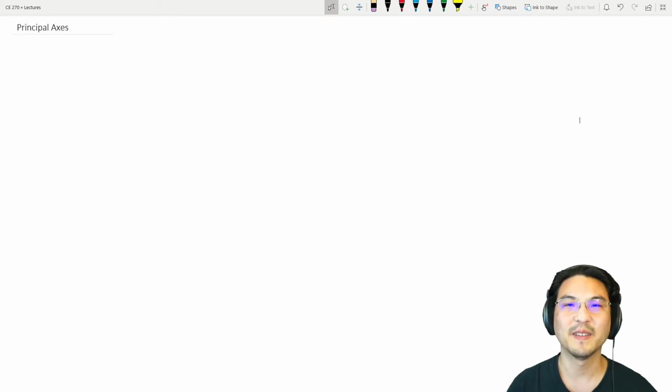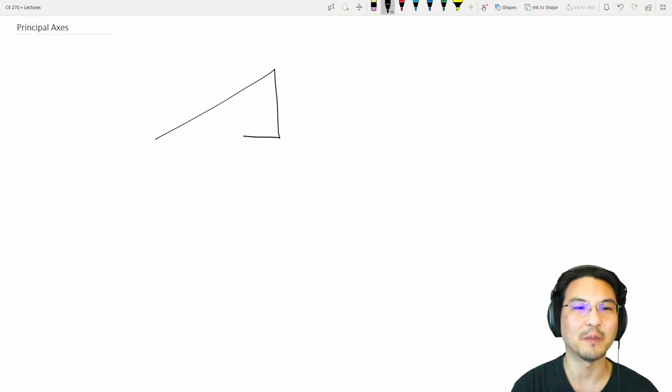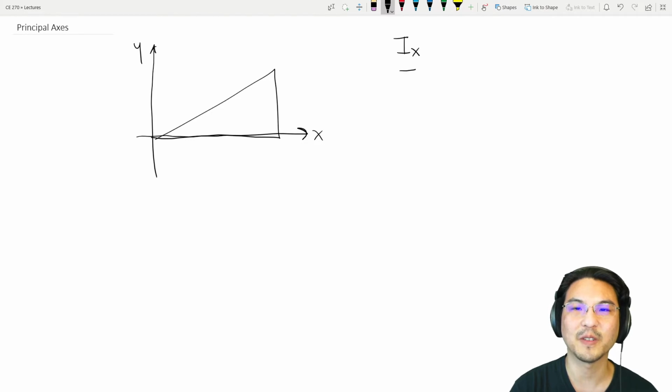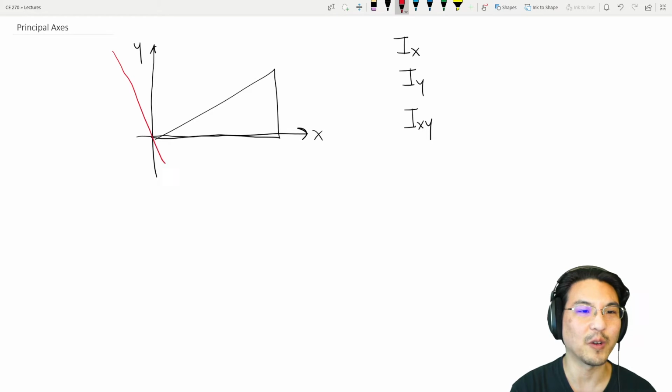Hey everybody, this video is about how rotating your coordinate axes affects the moment of inertia. So let's say you have some shape and given some coordinates, you'll have some area moments of inertia, Ix, Iy, and then the product of inertia. Okay, so what happens when you rotate the coordinates, say like this, to some other x prime, y prime?